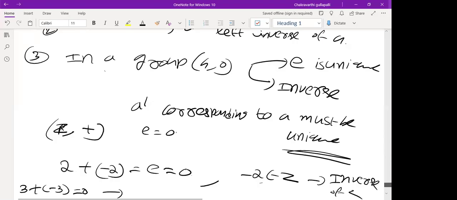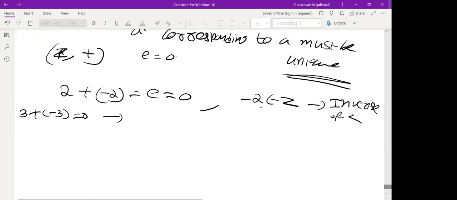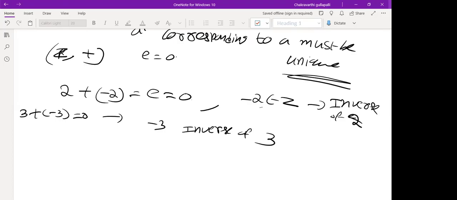Minus 3 is the inverse of 3. Corresponding to 2, inverse is minus 2. Minus 3 is the inverse of 3. So for 2, minus 3 is not the inverse. For 2, only one inverse, minus 2. For 3, only one inverse, minus 3. And vice versa also you can say, 3 is the inverse of minus 3. But corresponding to them, inverse is unique means for that element you should get only one inverse. That's how uniqueness is defined.